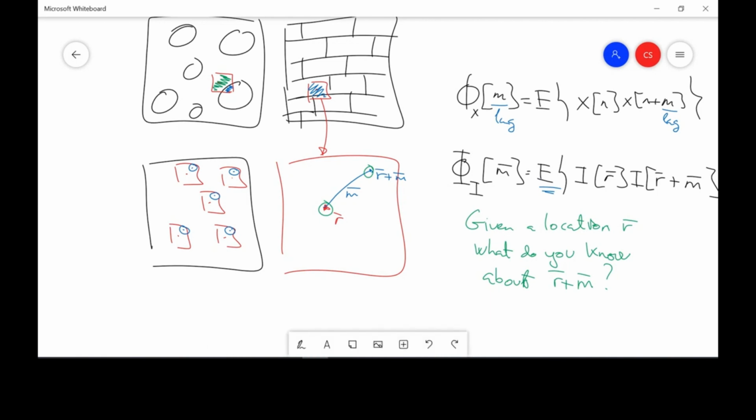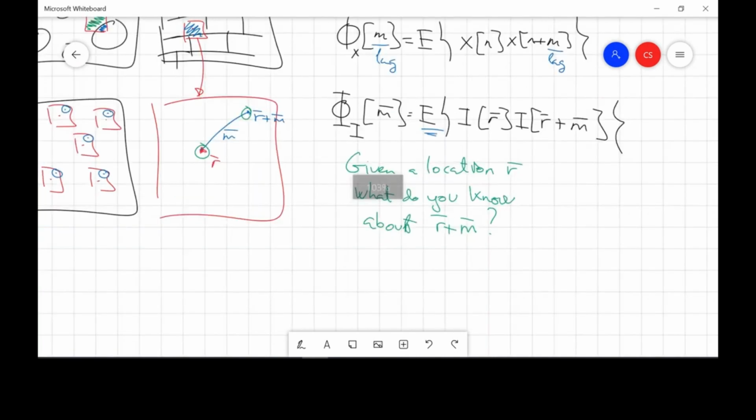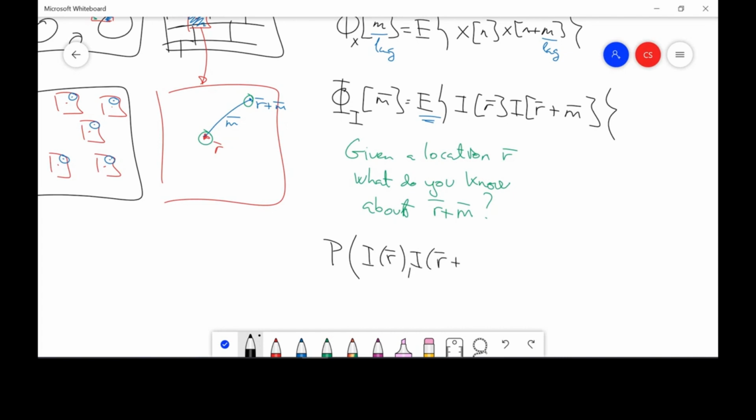But actually, this is a moment. Do you remember moments in statistics? So you had the first moment, second moment, third moment. It's a moment. So it is a moment of what? What is the absolute ground truth, something that contains absolutely everything? This is the joint probability distribution. So the probability distribution of I of R and I of R plus M. So this is a joint probability distribution.